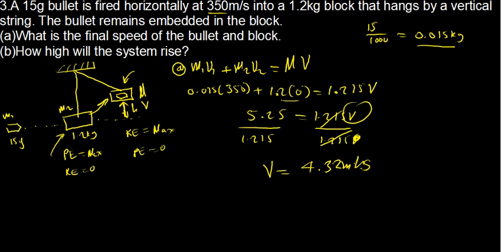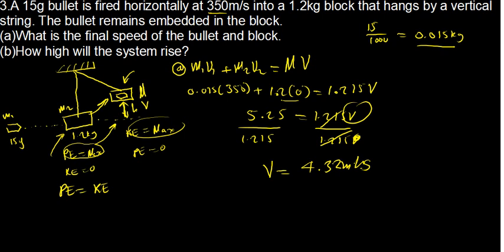So what we are saying is, here we've got potential energy, here we've got kinetic energy. So we are losing potential energy and gaining kinetic energy. So the loss in potential energy is equal to the gain in kinetic energy. So that is what we are going to use.